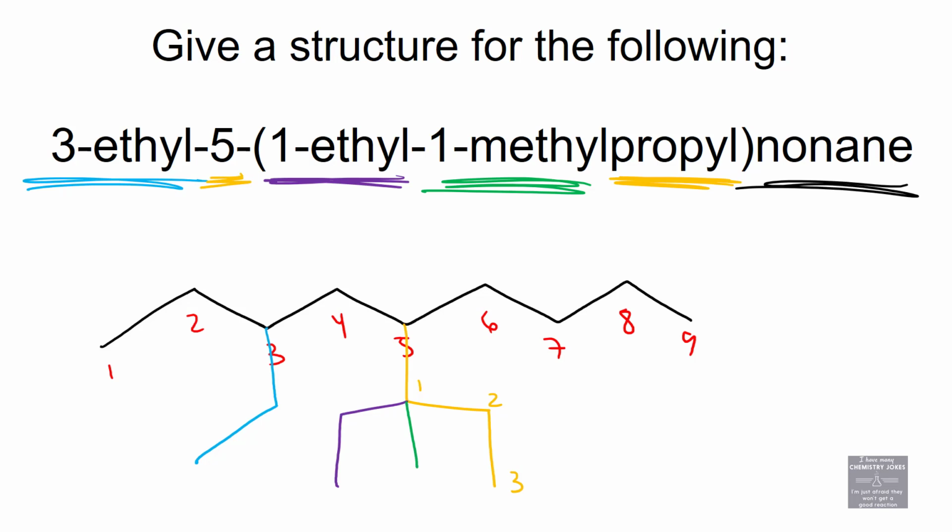This is my 3rd time trying to say this name properly. 3-ethyl 5 1-ethyl 1-methyl propyl nonane. Whew, it's a mouthful, but it's not so hard to draw a structure when you're given a name, or at least I hope you think not.